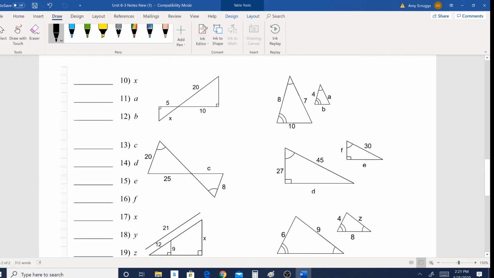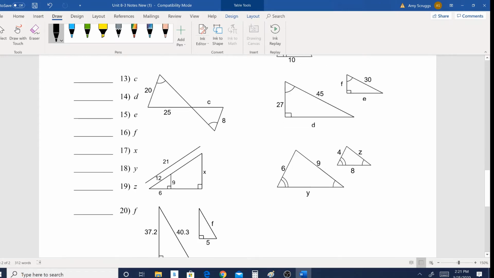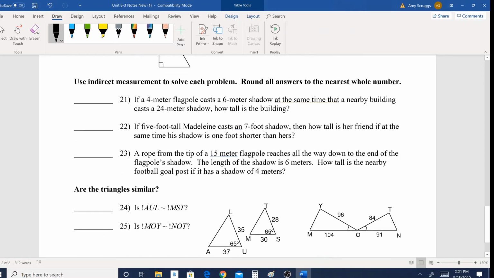I think most of this is stuff that you probably can already do. What I would do if I were you is I would work this out on the blank notes that I gave you, and then you can look back at the notes that have the answers there to see if you've been doing it correctly. I would try it by yourself first. This is just extra practice. Okay. Use indirect measurement to solve each problem, rounding answers to the nearest whole number.